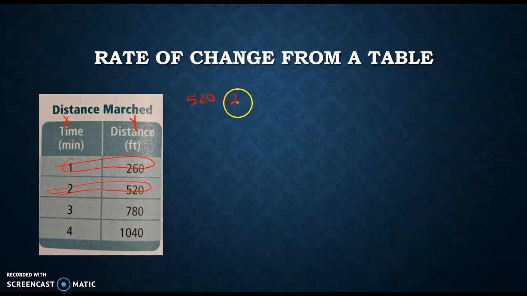So I'm going to take 520 minus 260 because that would be y minus y. So I'll get a difference in y's. And I'm going to put that over 2 minus 1. And kind of as a double check, I'm going to go for 780 minus 520 over 3 minus 2. All right, so up here, 520 minus 260 is going to give me 260. And 2 minus 1 is 1, and we should always reduce or simplify our fractions. So 260 divided by 1 is 260.